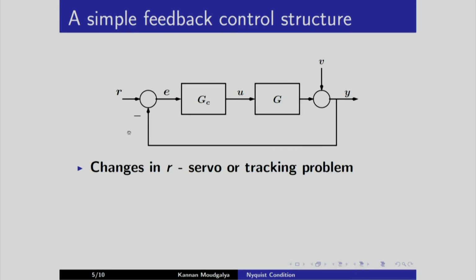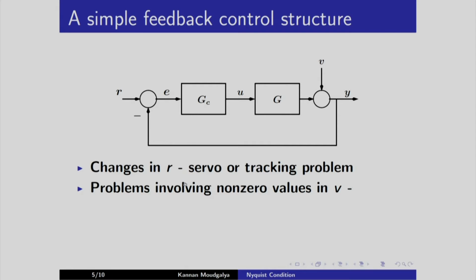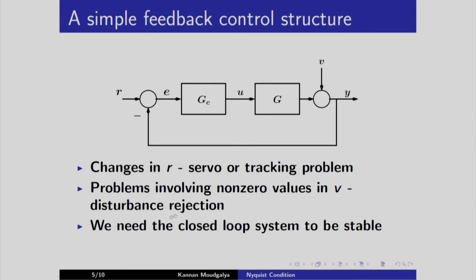We will consider changes in R and we will check whether the output Y follows R. This is the servo or tracking problem. We will also deal with problems that involve non-zero values in the disturbance V. We will refer to this as disturbance rejection problem. No matter what problem it is, we would need the closed loop system to be stable.